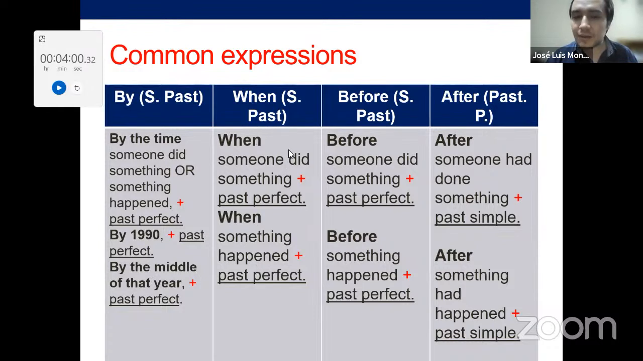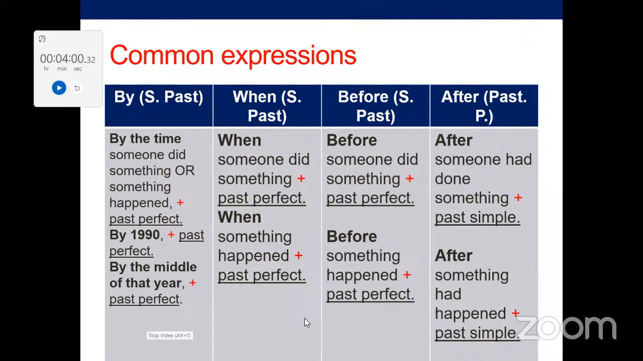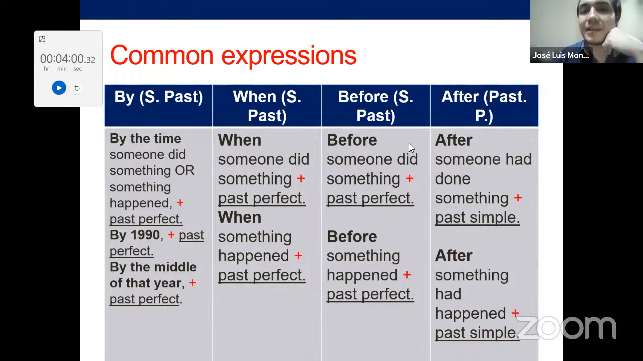Let's continue with when. This is very simple. This is going to be for you, please, Nazarena. Let's read when simple past. Okay. When simple past, when someone did something, plus past perfect. When something happened, plus past perfect. Thank you, Nazarena. The structure is clear, right? When simple past, past perfect. All right, when someone did something or when something happened. Okay, both are clear.